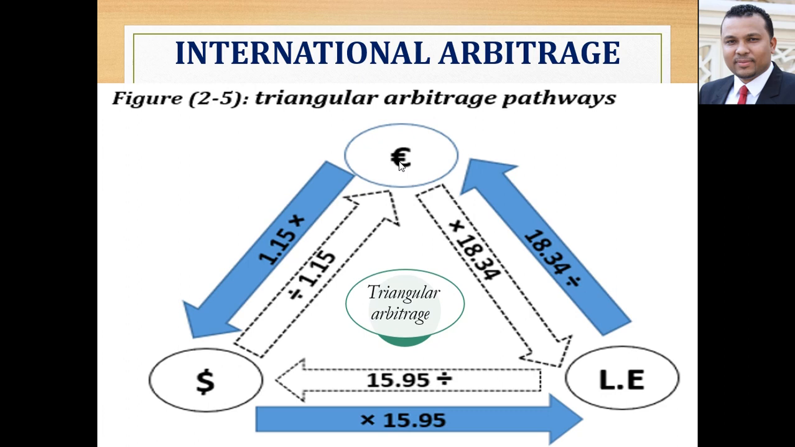We can record that if you want to convert from euro to US dollar in this direction, multiply by 1.15. But in the next pathway, if you have dollar and you want to convert to euro, you will divide by 1.15. In one pathway you multiply, in the other pathway you divide; where one divides, the other multiplies. Okay, this is the graph or figure for the triangular arbitrage pathways.